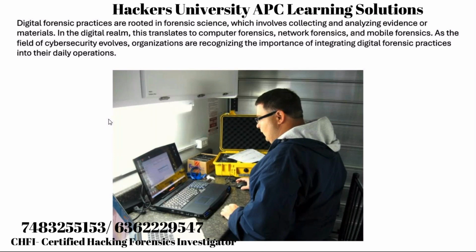So basics, you already know, I think, digital forensics. It's a practice that is rooted in forensic science, when there is a murder or some criminal case, the usual traditional forensic science. So in CHFI or digital forensics, we will collect and analyze evidence and materials in the realm of cyberspace, and we will focus on computer forensics, network forensics, mobile forensics, IoT, etc., malware forensics as well. It's under computer forensics.